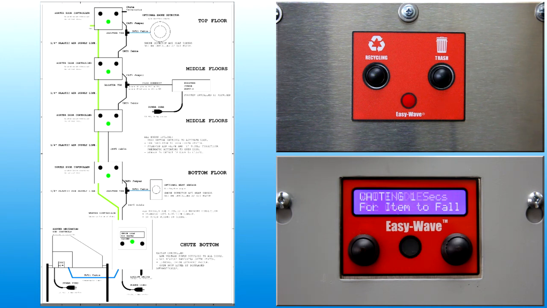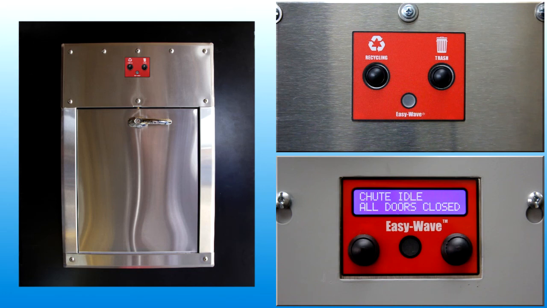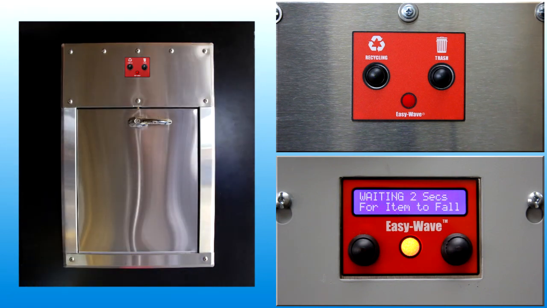User feedback about the operating status of the chute is provided by the LED indicator. When the light is off, the door is locked, the chute is idle and waiting for user input. When the light is yellow, the door is locked but chute equipment setup is in progress. When the light is green, the chute is ready, the door is unlocked and may be opened. When the light is red, the chute is busy, the door is locked and user input is ignored.